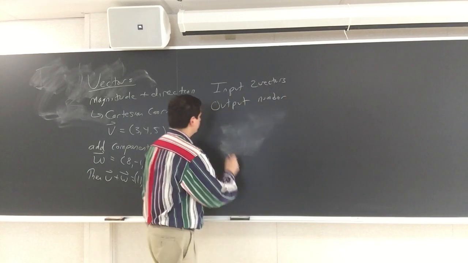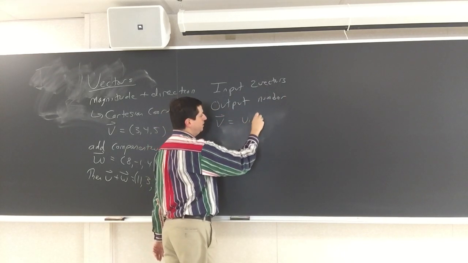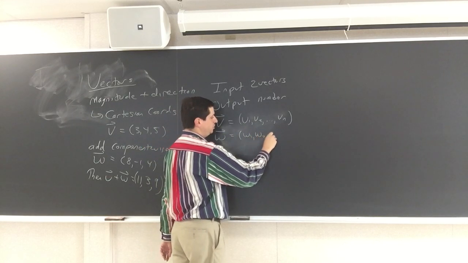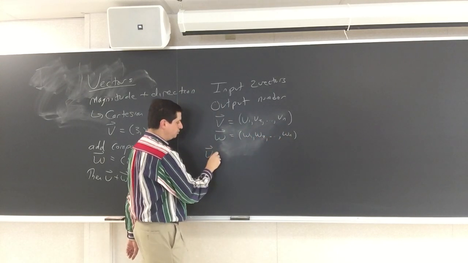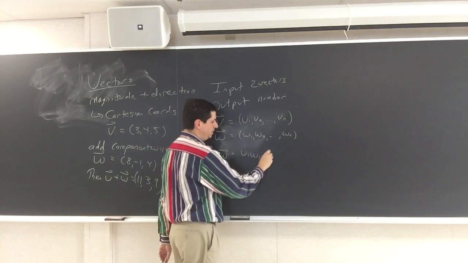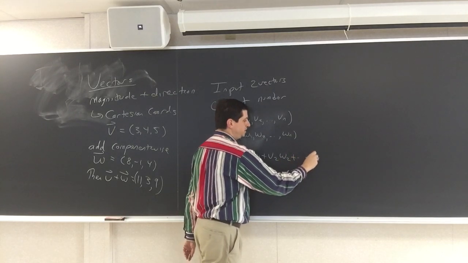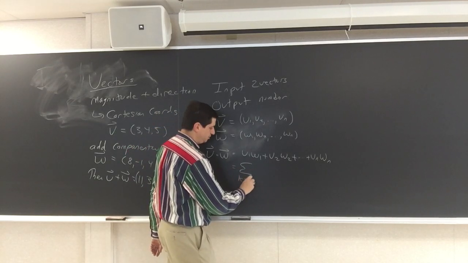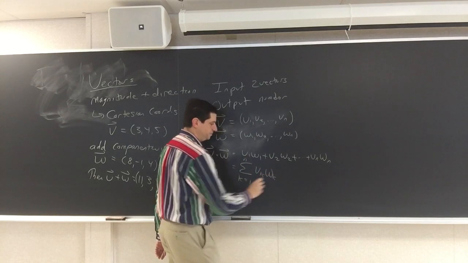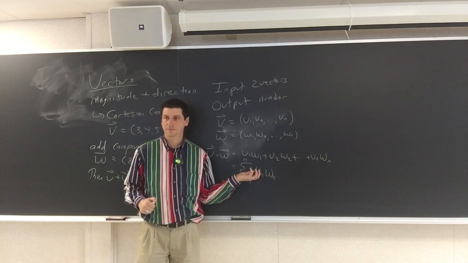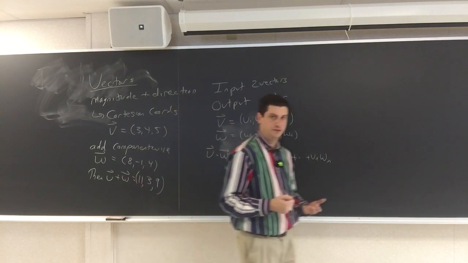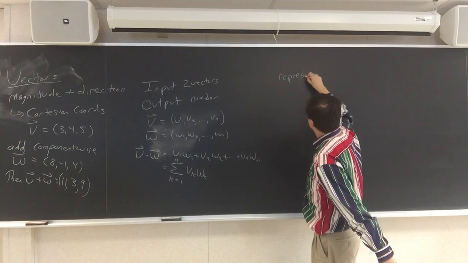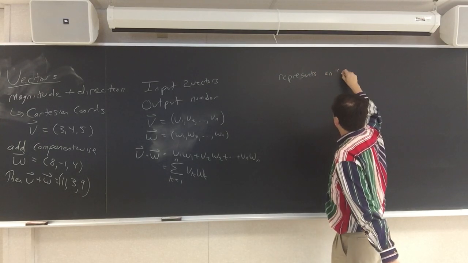Okay, so let's look at the dot product. So if we have V is V1, V2, dot, dot, dot, Vn, and W is W1, W2, dot, dot, dot, Wn, then we define V dot W to be V1 W1 plus V2 W2 all the way down to Vn Wn. And we can write this more concisely with summation notation. So we can write it as the sum, k goes from 1 to n, of Vk Wk. And so this will be a number. And then the question is, what does this number represent? So it represents an angle.